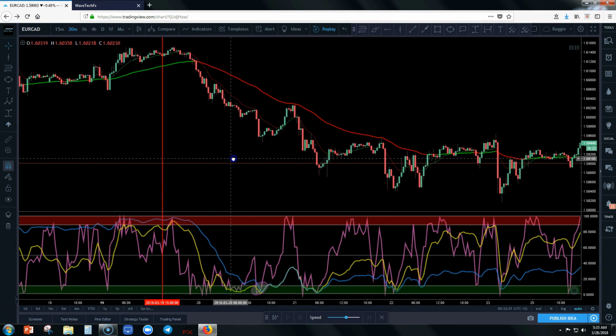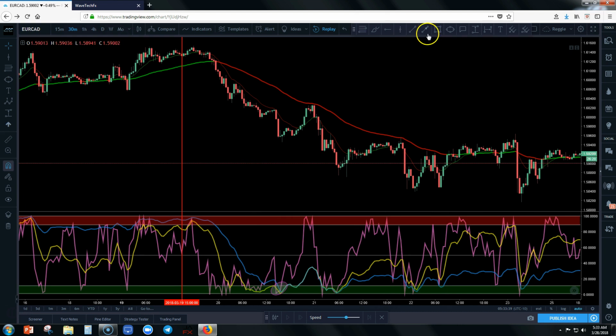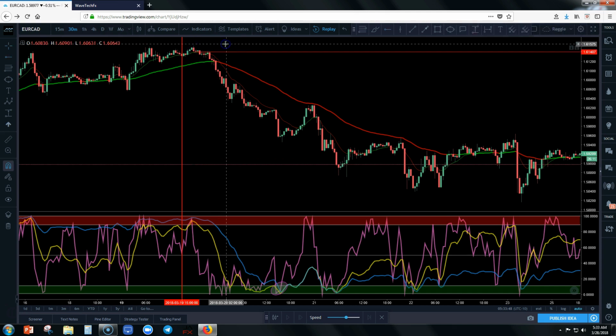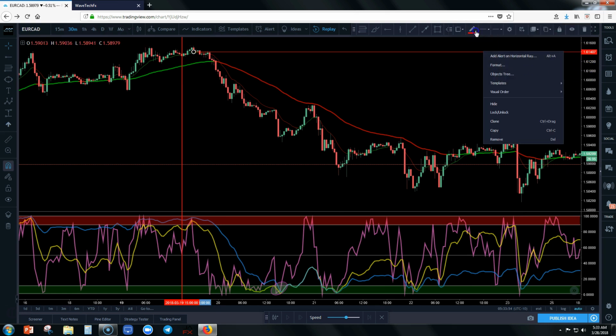For this example, let's just say we're going to enter aggressively. So we're going to enter on this candle close here, which is an engulfing candle. So put our entry right there, which is 161421. Just make it green.